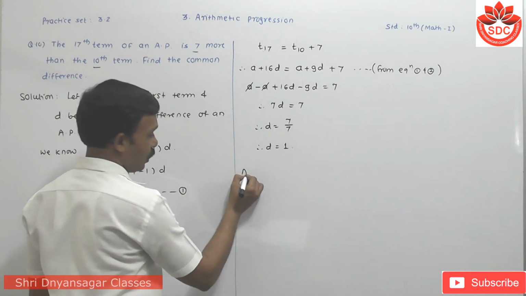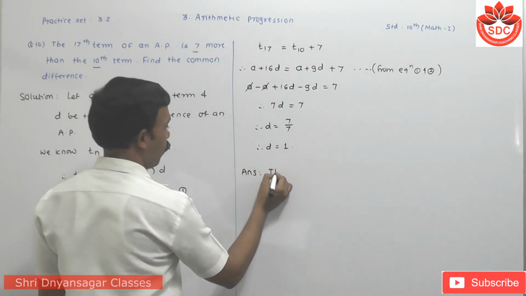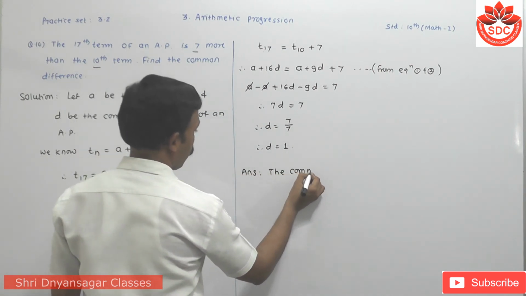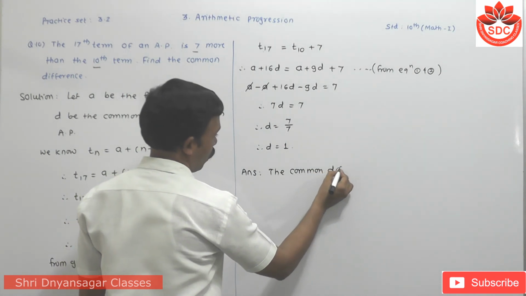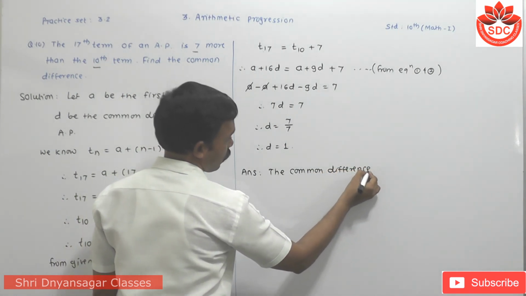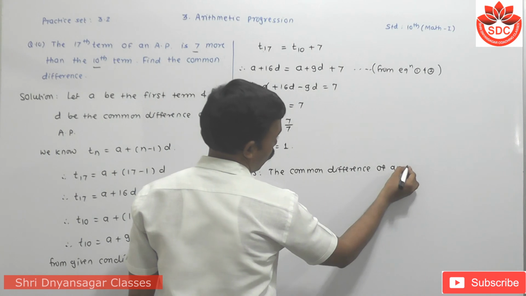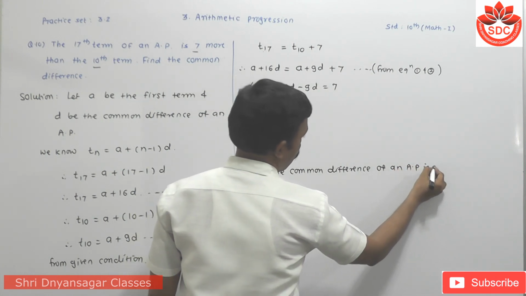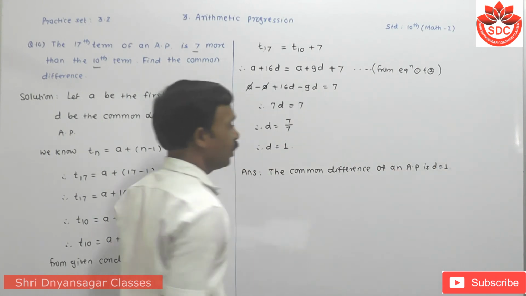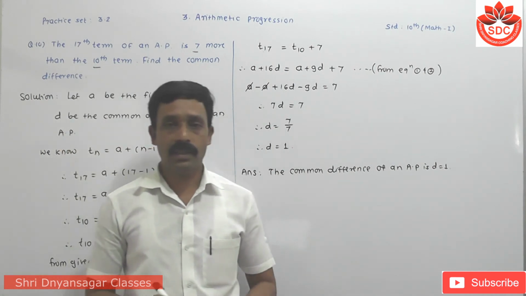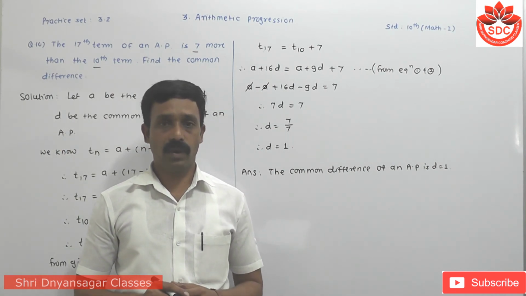So the answer in a full sentence: the common difference of the AP is d is equal to 1. Can you understand this? Okay, thank you very much for watching the video.